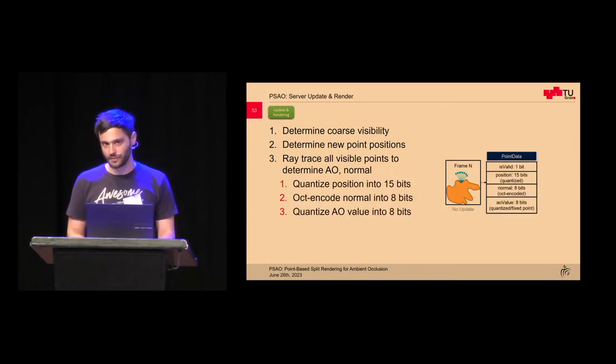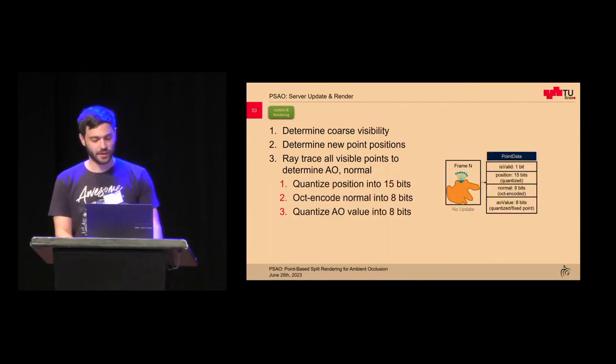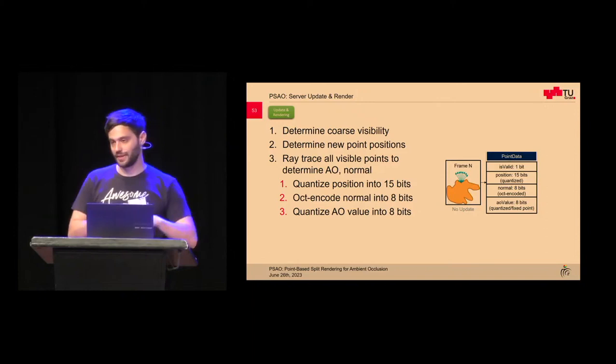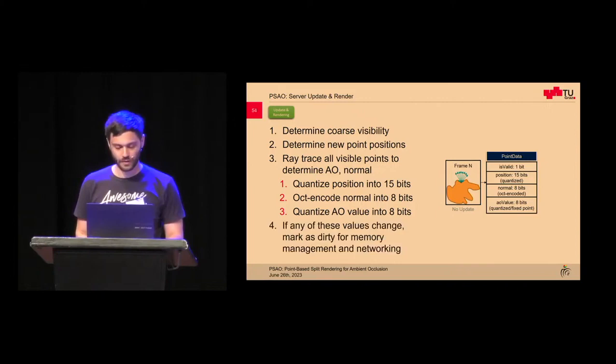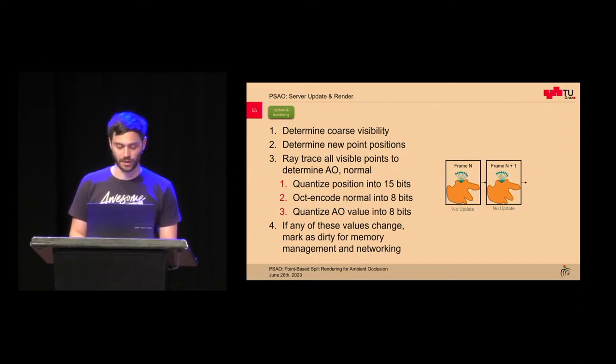This is quite expensive on the server, but nowadays with modern ray tracing hardware, this is feasible. Then we quantize and encode the position of each point, the normal, and the AO value such that everything fits into 32 bits. This doesn't really affect the quality from our experiments. It can probably go quite a bit lower, but this is up to future work. And importantly, if any of these values change, so if the position of the point changes or the normal or the AO value, we mark it as dirty for the subsequent memory management and networking passes.